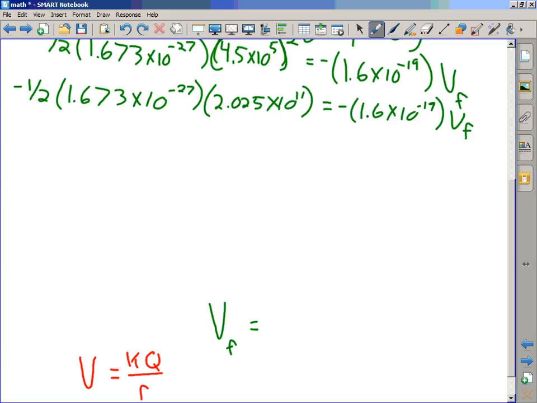So negative 0.5 times your 1.673 times 10 to the negative 27, all that in parentheses, times also in parentheses 2.02 times 10 to the 11. All that comes out to be... Brooke, could you give me that whenever you get it? I just saw you typing it in. If someone else gets it before her, just raise your hand. Morgan White, you got it? Negative 1.69 times 10 to the negative 16.